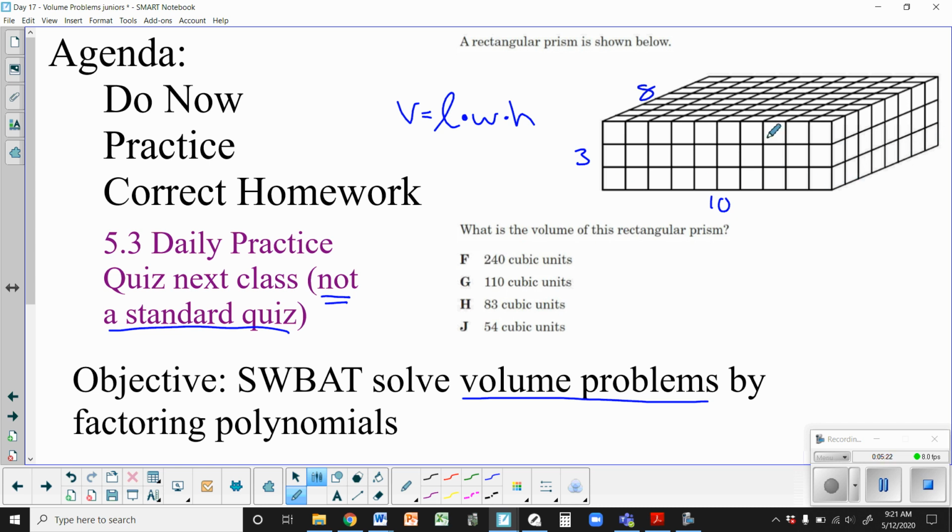Right, so 8, 3, 10, none of those other numbers I said. And then you just multiply them, right? So we do 8 times 3 times 10.